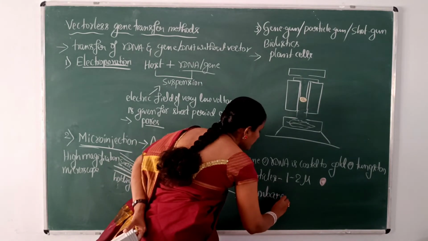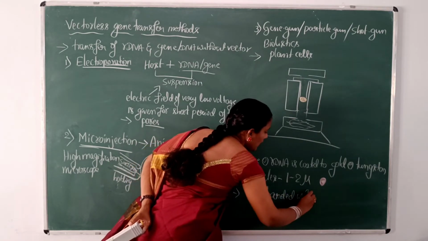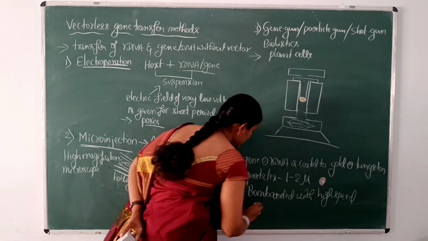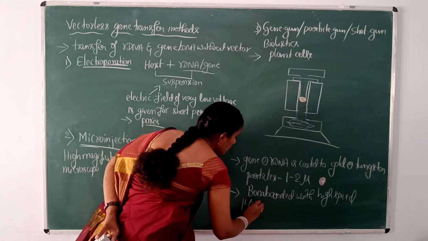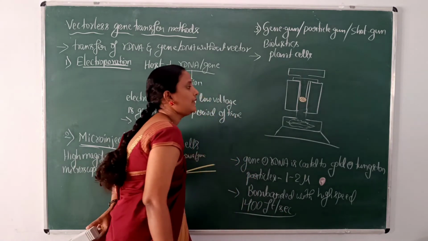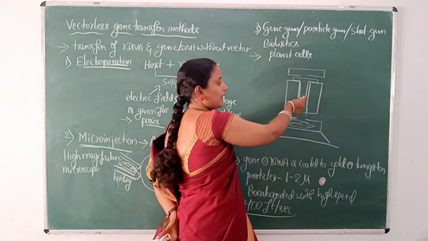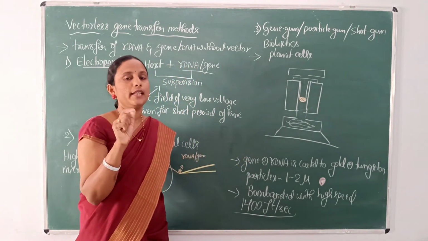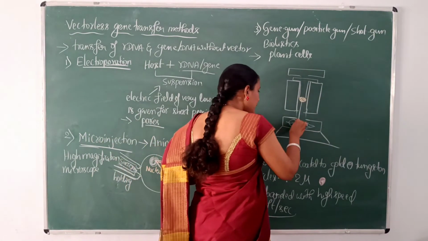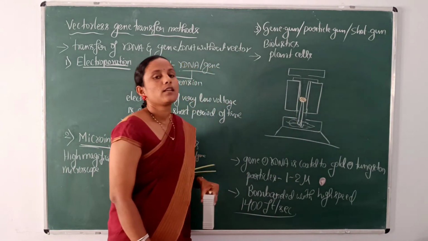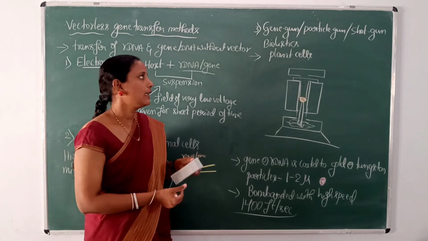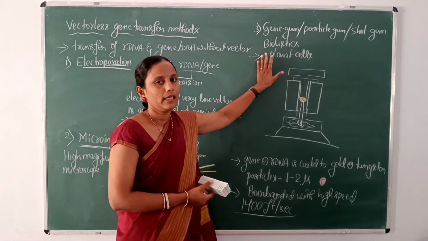Okay, bombarded with high speed. High speed here is approximately 1400 feet per second. With this speed, the gold or tungsten particles which are coated with the DNA or gene will be bombarded. With that high speed, they will enter into the genome or the cell of the plant. So this is the method of gene gun or particle gun.